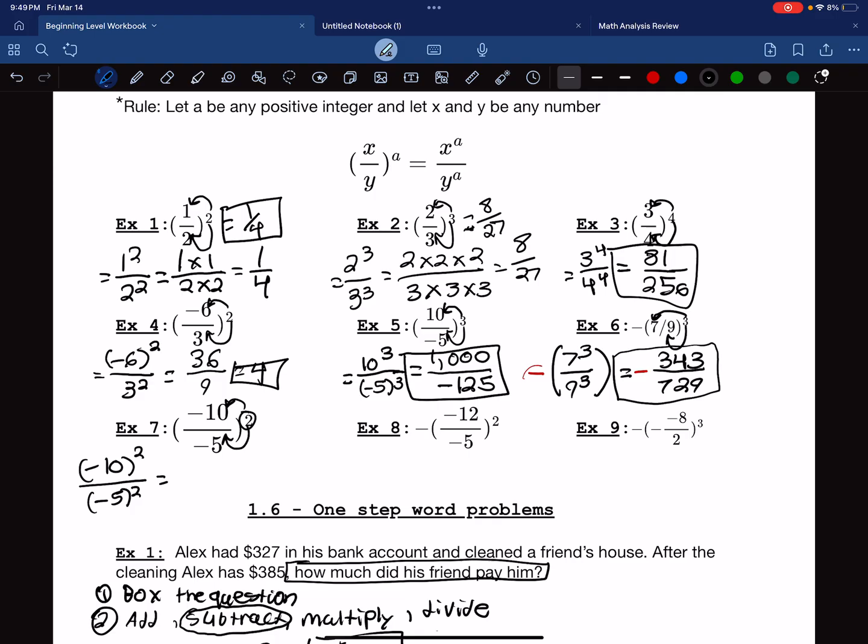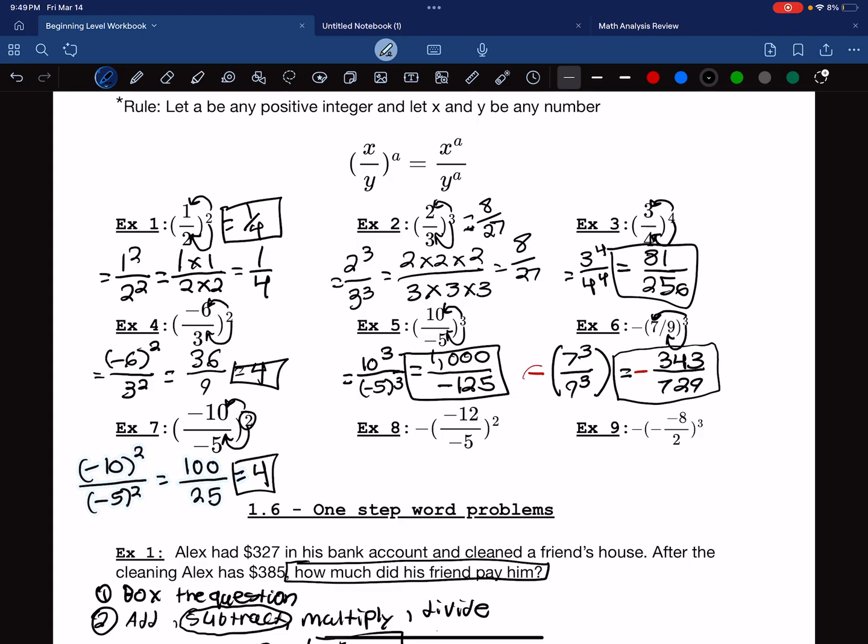So -10 squared is -10 times -10, which will get you a positive number because it's negative times negative, and 10 times 10 is 100. So you get positive 100. And then -5 squared is -5 times -5. So we're going to get positive 25 as our answer. And this actually simplifies to a whole number. So 100 divided by 25 is 4.